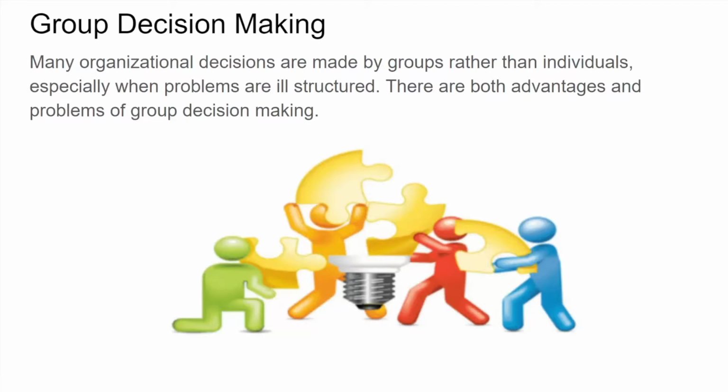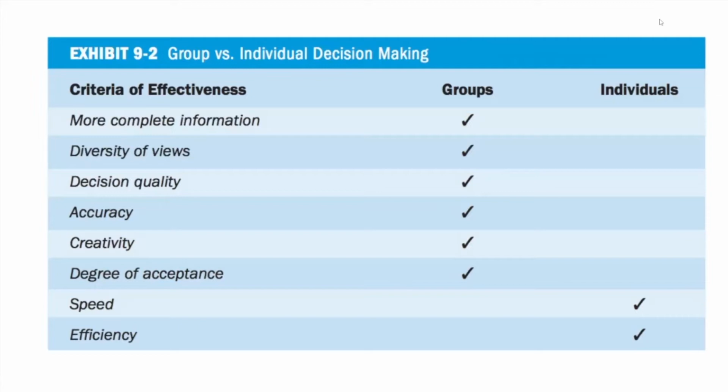Many organizations use groups rather than individuals, especially when problems are not very well structured. We've talked about this ill-structured problem thing, and research has shown that groups can bring some advantages. It also comes with disadvantages, but the advantages outweigh the disadvantages. If you look at group versus individual decision making, which occurs in your book, we talk about the various effectiveness criteria here on the left.